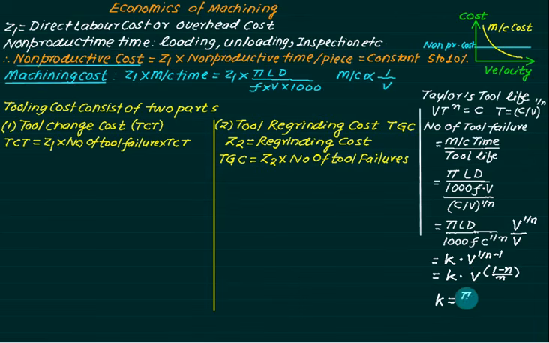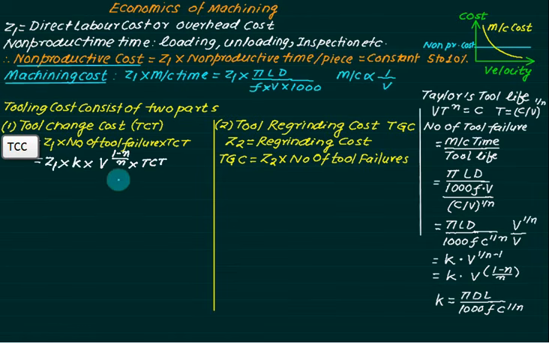So remember, K equals pi into L into D divided by 1000. All these terms are constant for the job production, that is the batch production. So let's go back to the tool change cost. It is TCC, equal to Z1 multiplied by K times V to the power (1 minus n) by n, multiplied by TCT. So what you come to know is that the tool change cost is directly proportional to V to the power (1 minus n) by n.